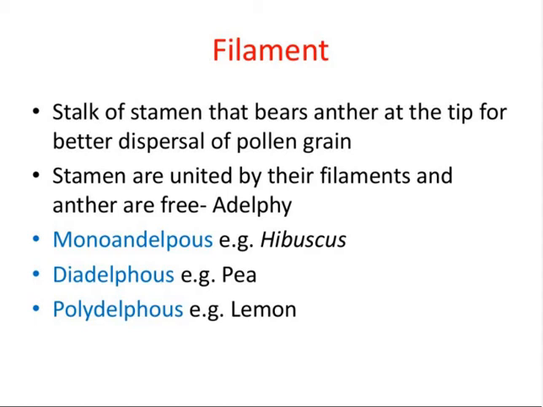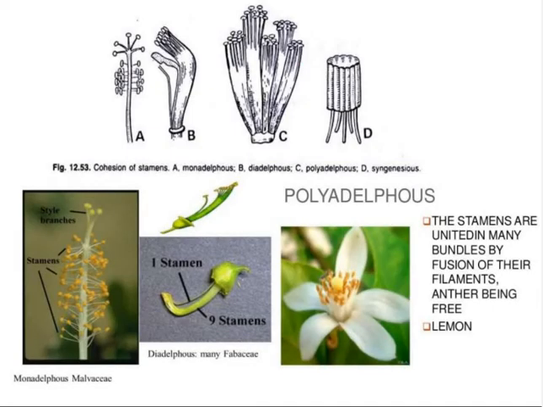The name for that is adelphi. When the filaments of the stamens are fused to form one group, one tube, that is called monadelphous condition. In other plants the filaments fuse into two sets, that is called diadelphous. In some cases they fuse into multiple sets, that is called polyadelphous condition. So monadelphous, diadelphous and polyadelphous condition.